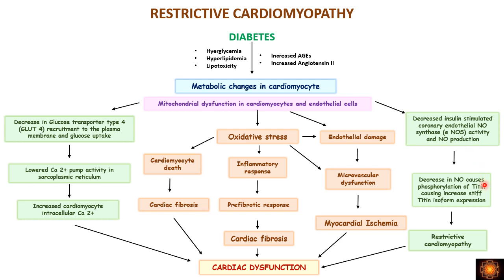When there is a decrease in the nitric oxide production, there is a phosphorylation of the titin molecule, and this phosphorylation of the titin causes stiffening of the titin, which decreases the compliance of the cardiomyocyte. It cannot dilate. So because of the stiffness, there is a restrictive cardiomyopathy. Again, we have the cardiac dysfunction.